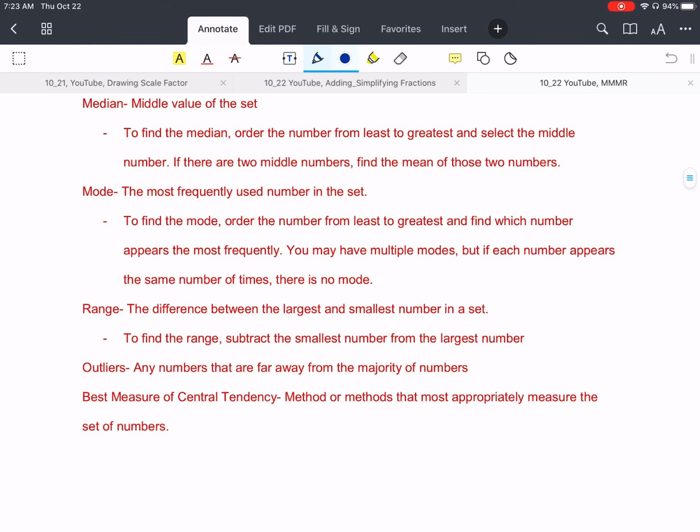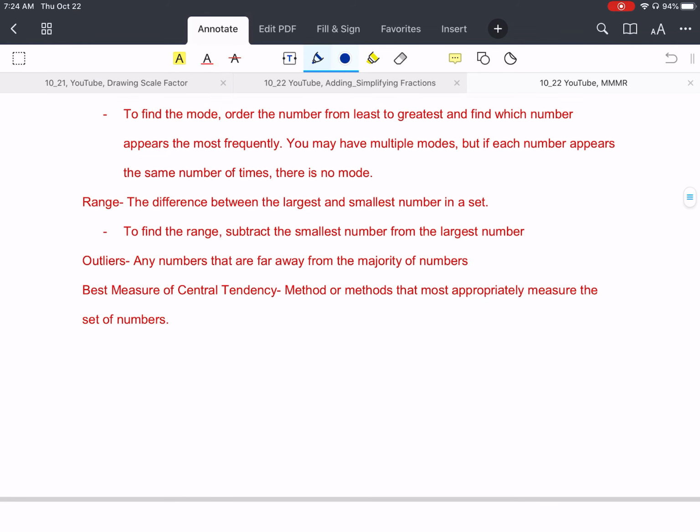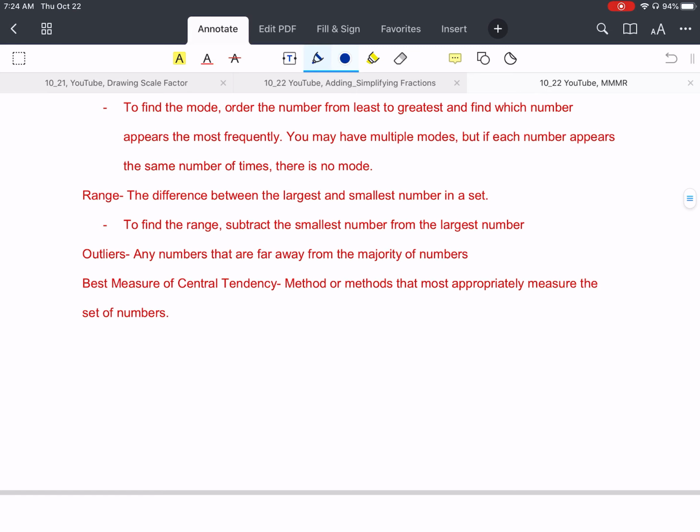Outliers, those are any numbers that are far away from the majority of the numbers. So maybe if you were, again, looking at your scores, they were all 100s or in the 90s, but you had 10% on an assignment, that would be an outlier because that would be just one strange incident that stands out a lot. The best measure of central tendency is the last topic that we'll introduce today.